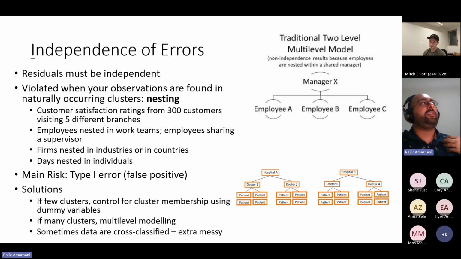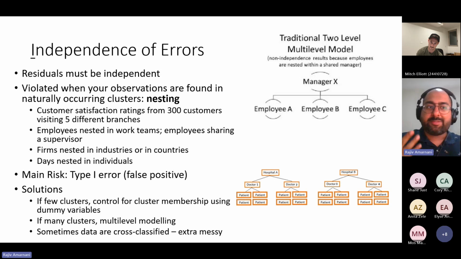And so you no longer get an independent, unbiased view of how your predictors affect your outcomes. It's all affected by the branch they went to. Yeah, there's a clustering effect. Same if you're looking at, say, leadership or performance, but you have employees in work teams. You have doctors nested in hospitals, where some hospitals are better than others. You have firm level data, but it's nested in industries and countries.